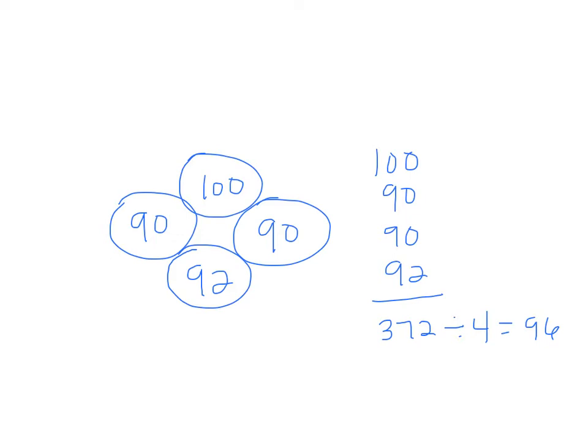So let's say I've got these 4 particles, and I've written the average kinetic energy or the temperature of each particle inside there. So you can clearly see we've got 90, 100, 90, and 92. If you were to add these up, you would find that the total here would be 372 divided by 4, and that tells us the average kinetic energy or the temperature of these particles is 96.